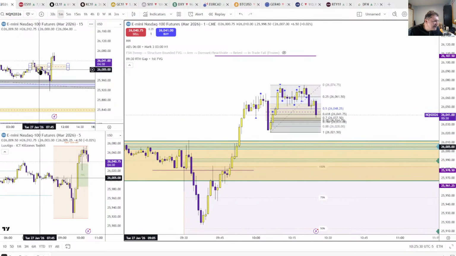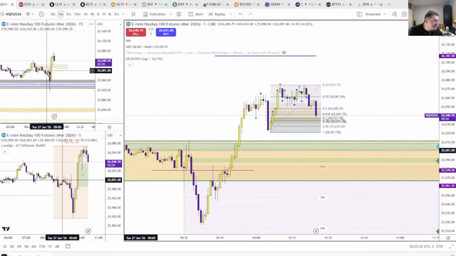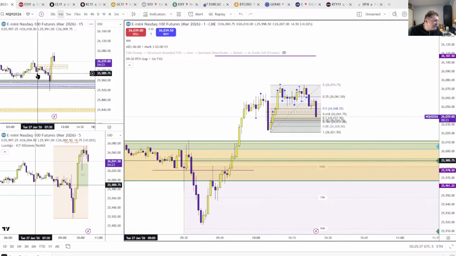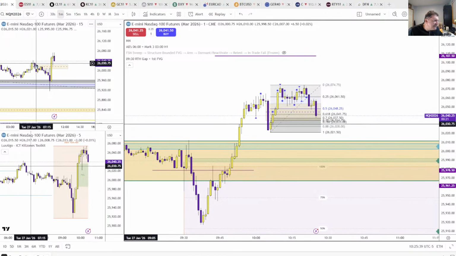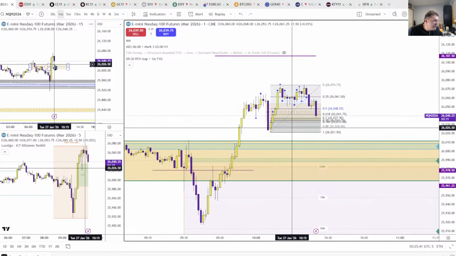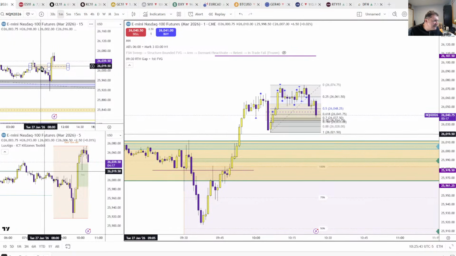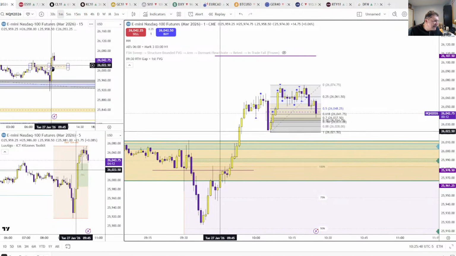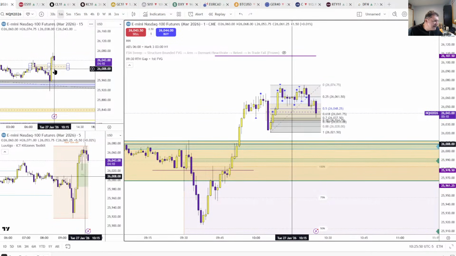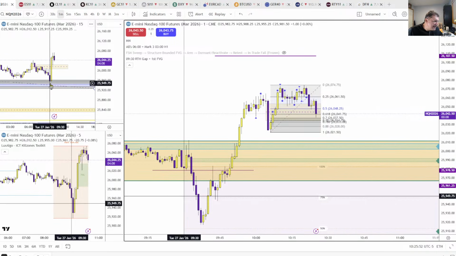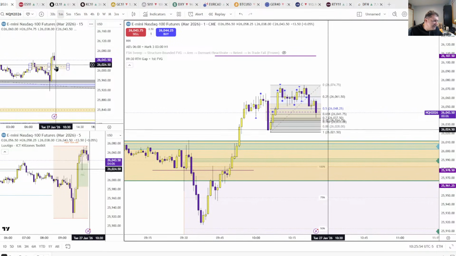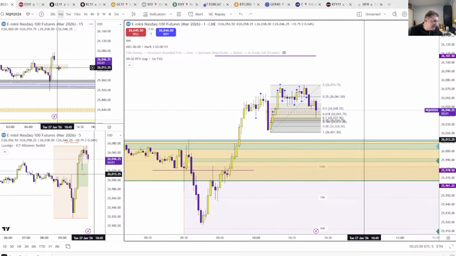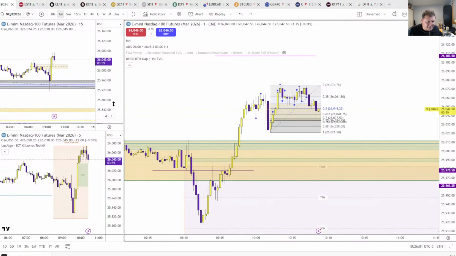Ideally, look at this. See how this whole lower half of this has been eaten away? It's been worked. We had one quick run through here, leaving that upper half of that BISI open. We've quickly wicked into the top of it, but we haven't tagged the consequent encroachment. So I'd like to see us get right back into here and start loading on this again here and here. Because if we close below that, then we're on the wrong side of it. So on the 15-minute, I want to see it come all the way back down into the top half of that BISI. Does that make sense?